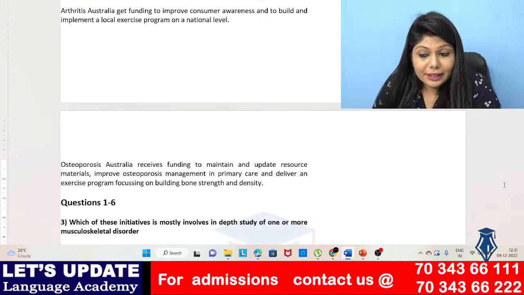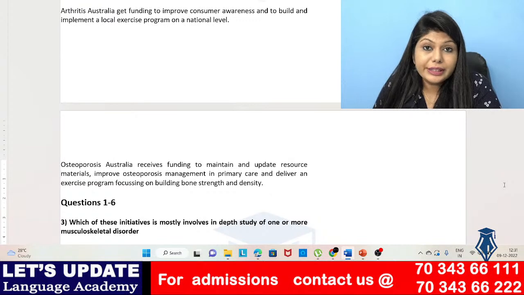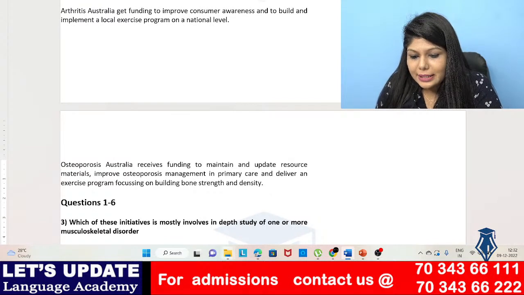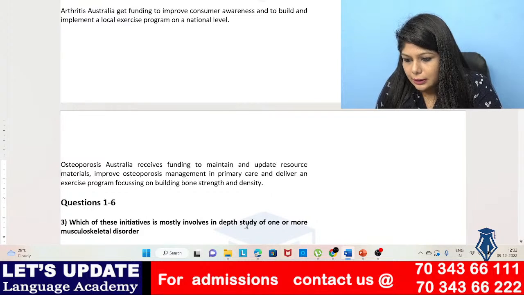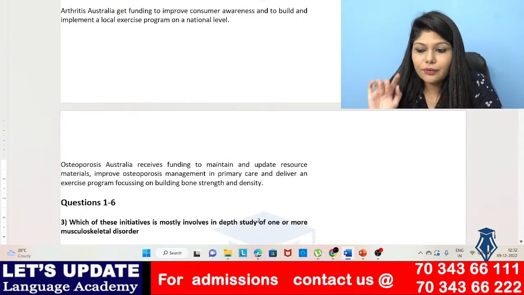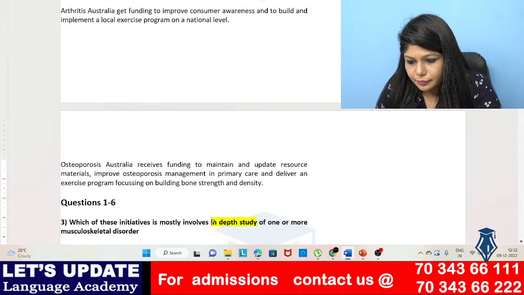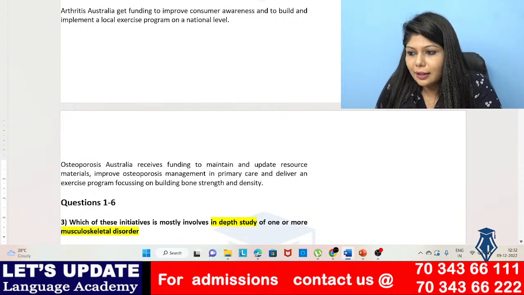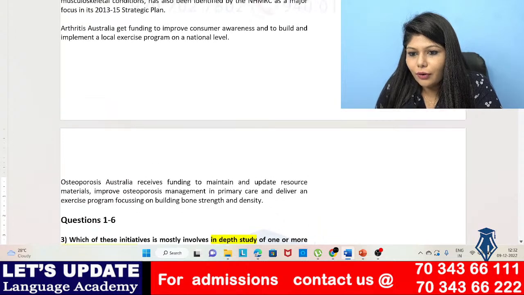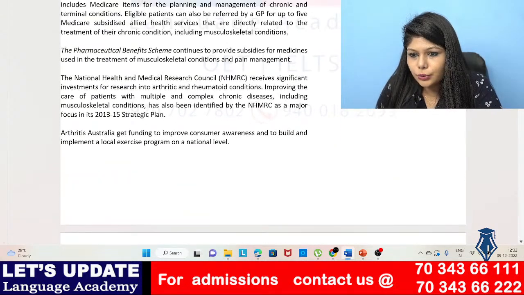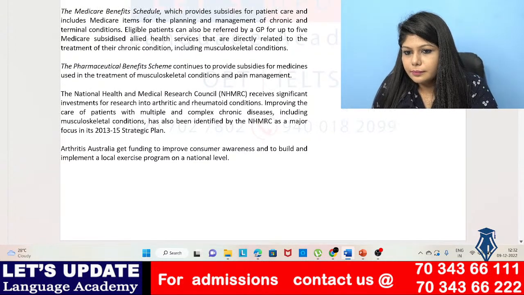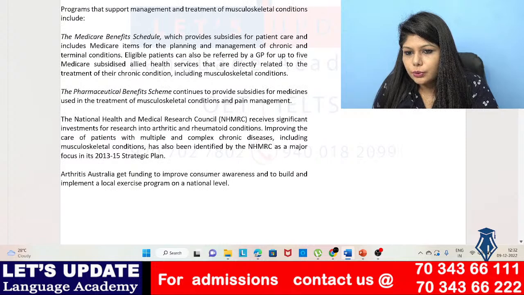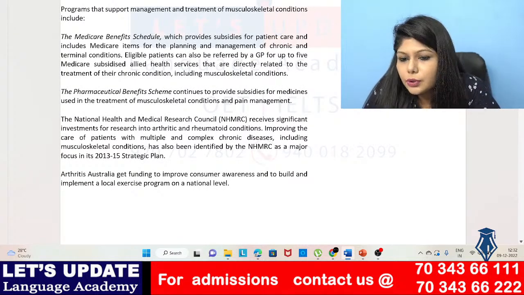Identify the keyword, what you need to find here. The question is about identifying the initiative which involves an in-depth study of, or which includes, musculoskeletal disorders. That is our aim, that is what we have to look for in our text. Let's go through the text.